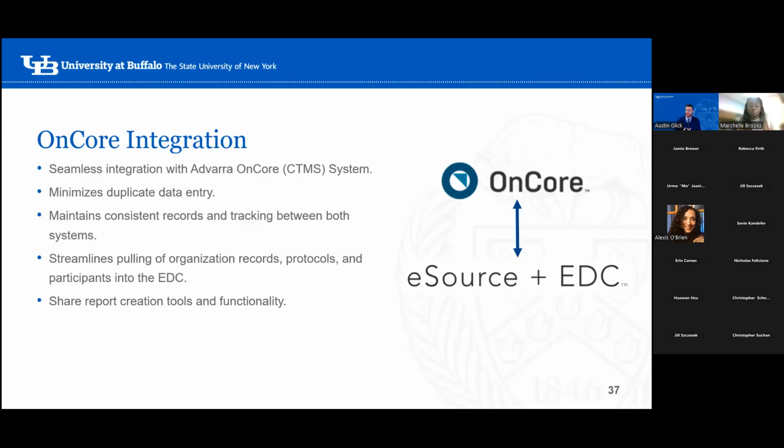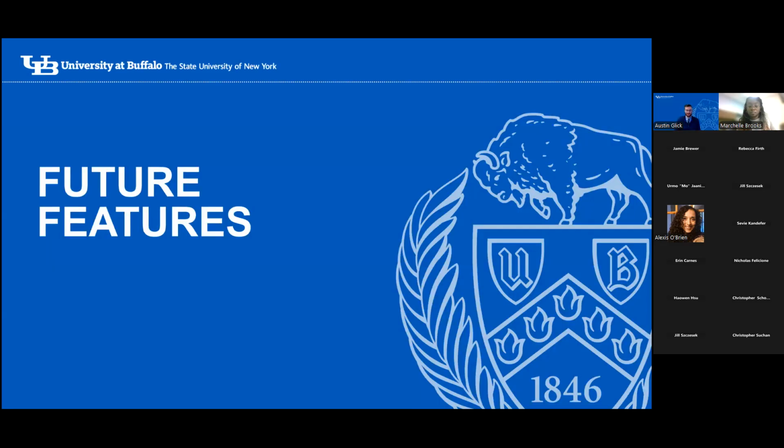It pulls all the sites that are registered. It pulls all of the information from the protocol that is there, all the study number, IRB numbers, things like that, all directly in the system. There's no need to re-enter any of that stuff. So we have a really good link between those systems. And then it shares report creation tools and functionality. So both systems can create reports based off of each other, which is a really nice integration that we have.